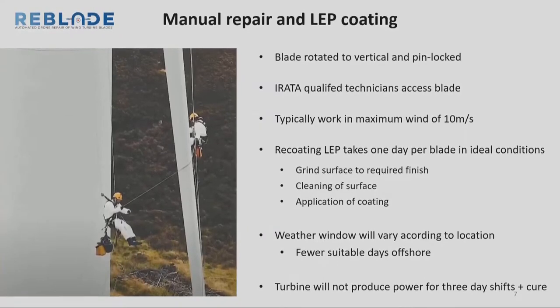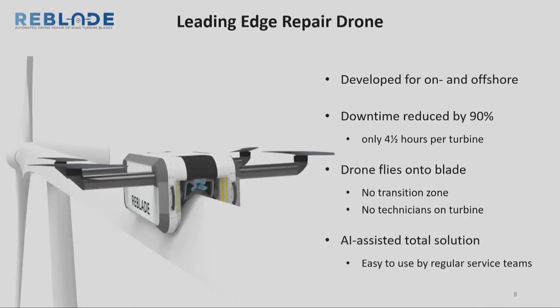It then has to cure. They typically apply the coating on all the blades very rapidly at the same time. They shift it into a vertical position. They apply a pin lock so that the blade can't rotate at all. So someone else has got to go into the drivetrain to apply that. You're talking 4 or 5 days, maybe a week to repair using a manual process.